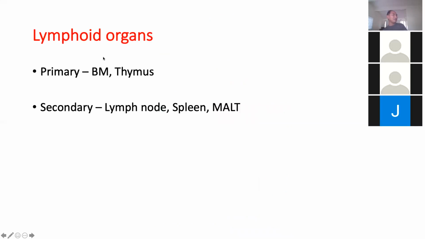Lymphoid organs: primary lymphoid organs are the bone marrow and thymus. Secondary lymphoid organs include the lymph node and anything which contains lymphocytes, such as MALT.